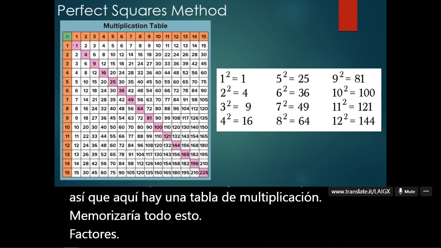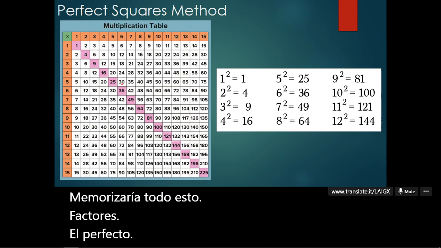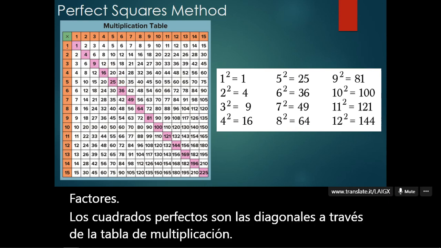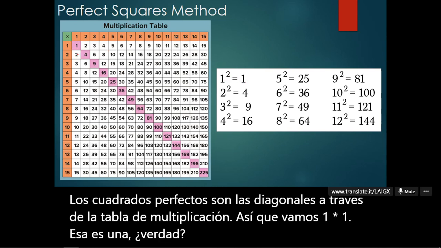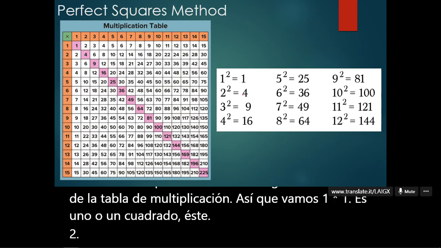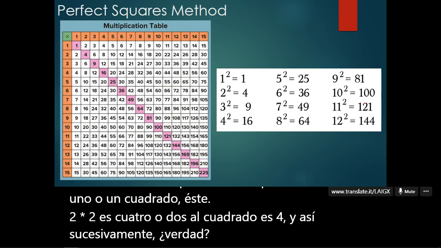The perfect squares are the diagonals across the multiplication table. So if we go 1 times 1, that's 1, or 1 squared is 1. 2 times 2 is 4, or 2 squared is 4, and so on. 3 squared is 9, etc.